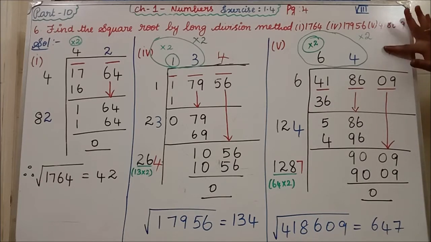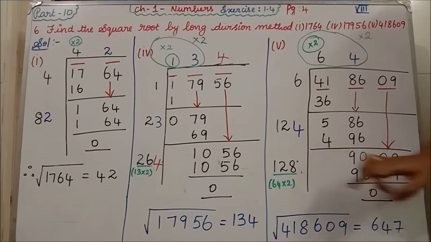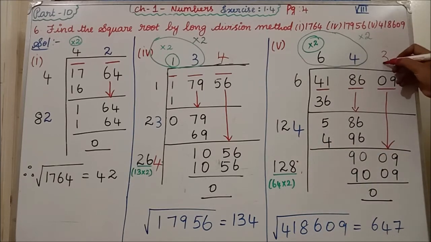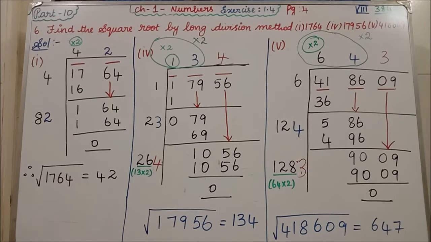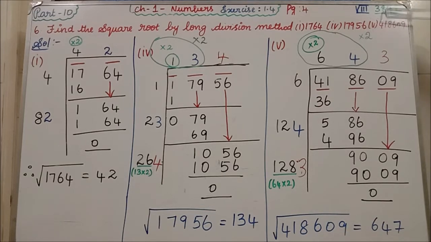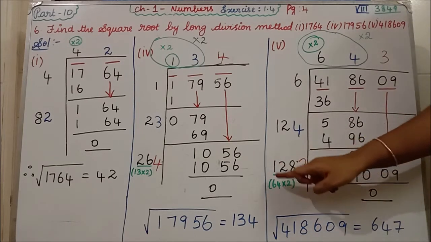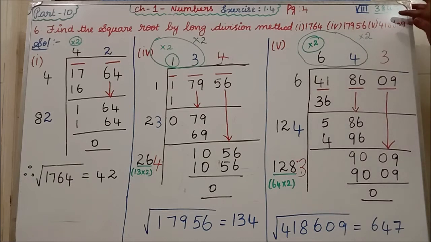Why ma'am you are not substituting 3? Wait, we will check. If I put 3, then I put here also 3. 3 3s are 9. So 1283 into 3, if you multiply, what number will you get? We will get only 3849. See, I have written 3849 only you will get when you are writing here 3 and here also 3 and multiplying 1283 into 3. But it is very less when compared to 9000.